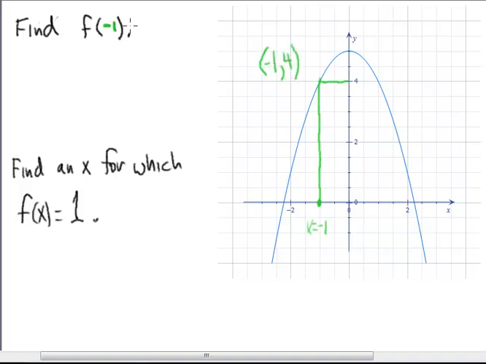And thus the answer to this particular problem is 4. 4 is the number that comes out of the function when we put in -1.